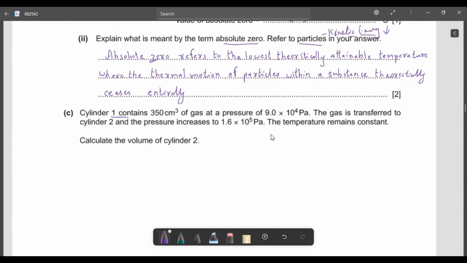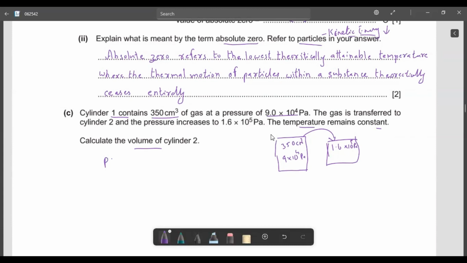Next, cylinder 1 contains 350 centimeter cube of gas at pressure 9 into 10 raised to 4 Pascal. So we have two cylinders. In one cylinder, 350 centimeter cube of gas at pressure 9 into 10 raised to 4 Pascal is there. The gas is being transferred to another cylinder, and here the pressure is 1.6 into 10 raised to 5 Pascal. The pressure has increased. The temperature remains constant. We need to find the volume of the cylinder.